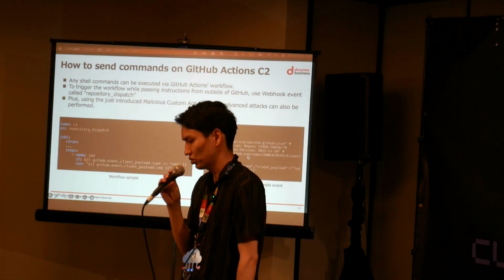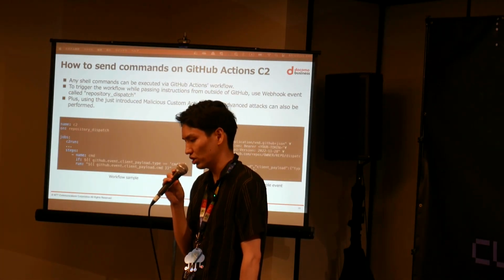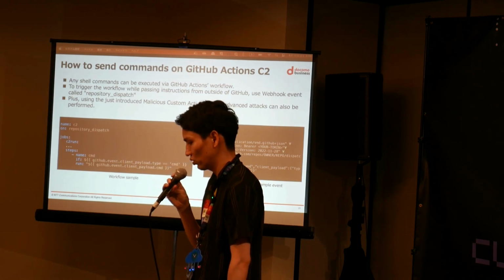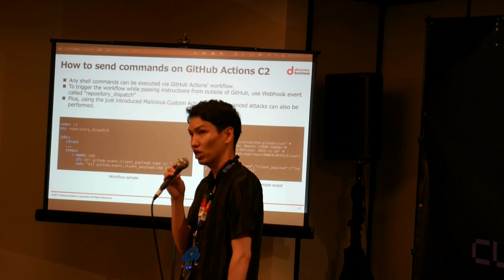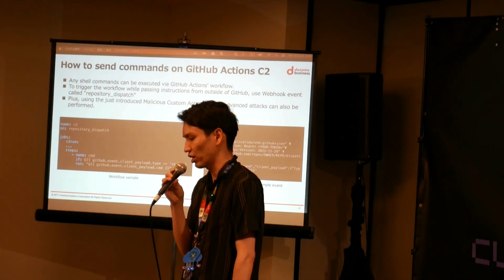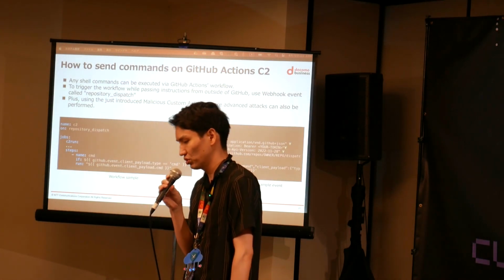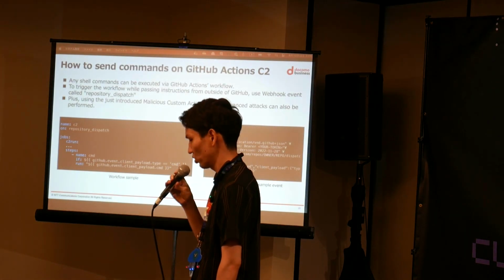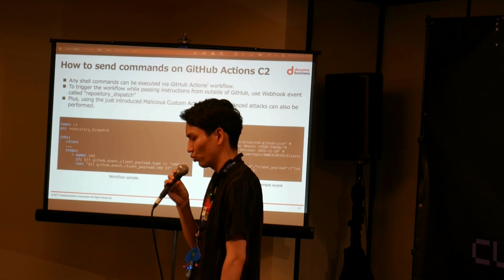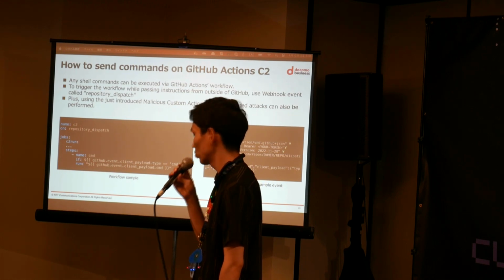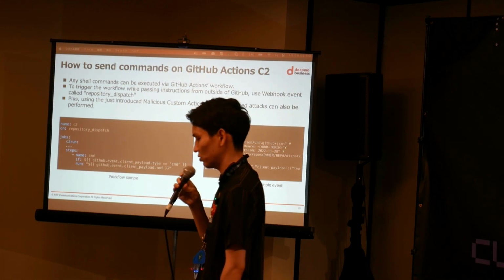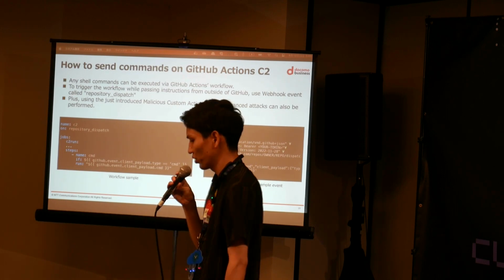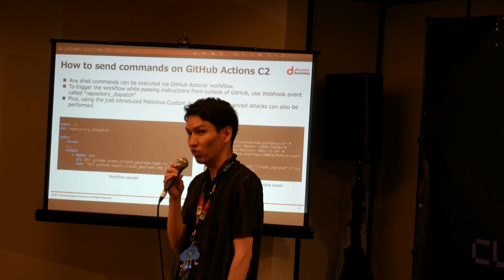How to send a command? Initial commands can be executed via GitHub Actions workflow. Workflow jobs are described in a configuration file on the attacker's repository. We can trigger a workflow by GitHub Actions events like push. And in this case, we use a webhook event called repository dispatch. We can call this event using curl, while passing instructions from outside GitHub.